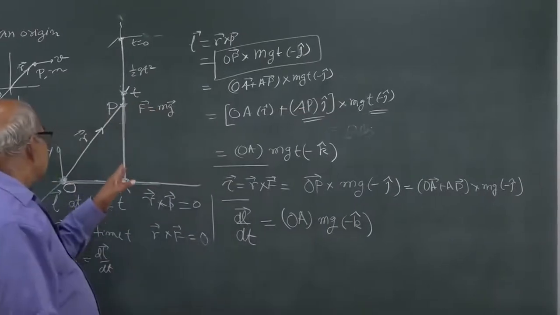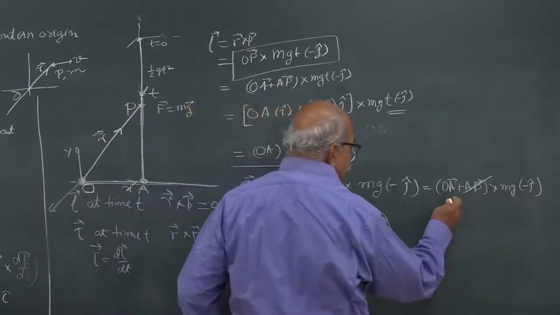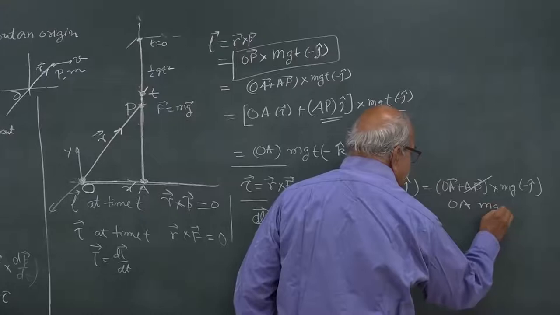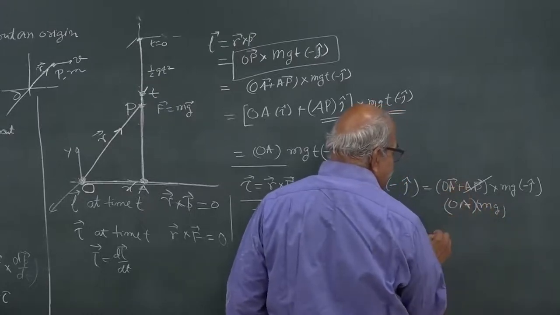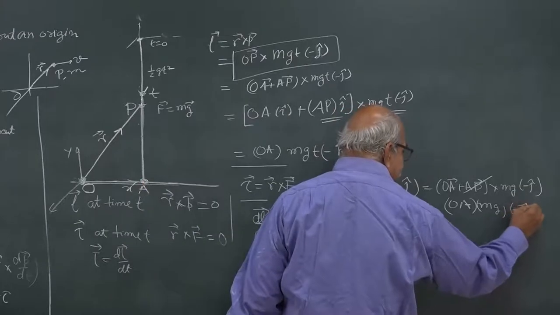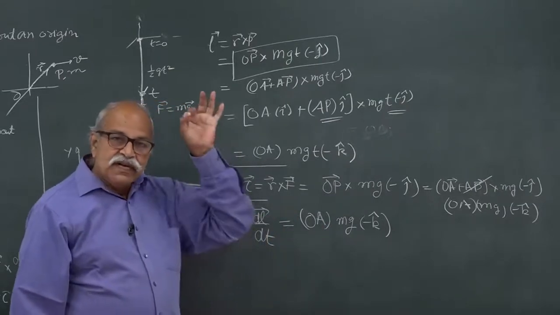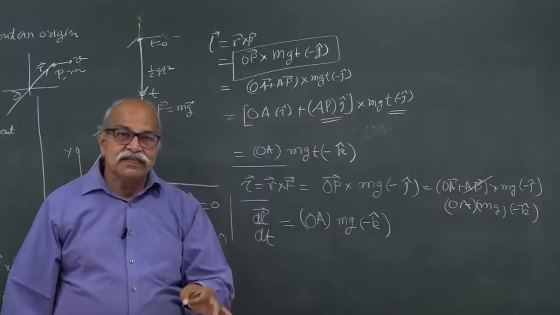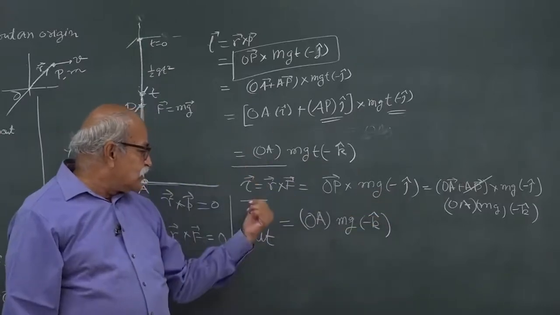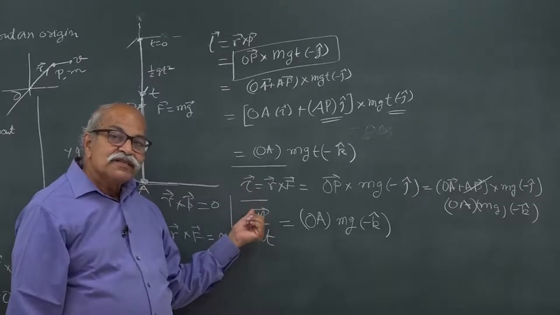And once again AP is parallel to this y axis, so this part will go away, and what you will have is OA and then mg, and this OA is in the x direction. So i cap cross j cap is k cap, so minus k cap, simple. The torque is the same as this dL/dt. So even for a particle which is falling vertically under gravity, if the origin is chosen in a certain way, you do have angular momentum, you do have torque, and the equation that the rate of change of angular momentum is equal to torque is valid.